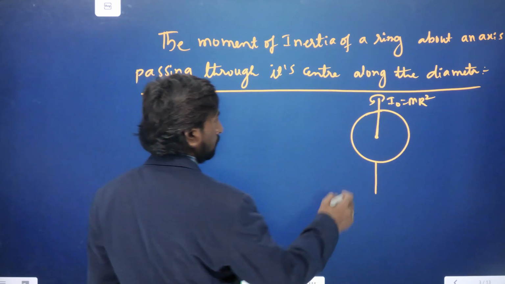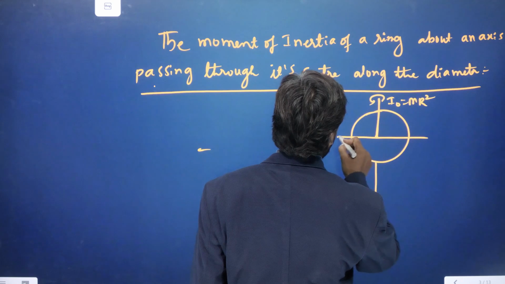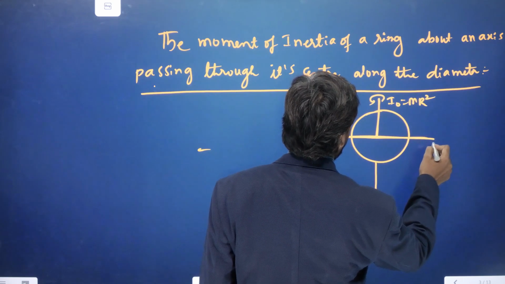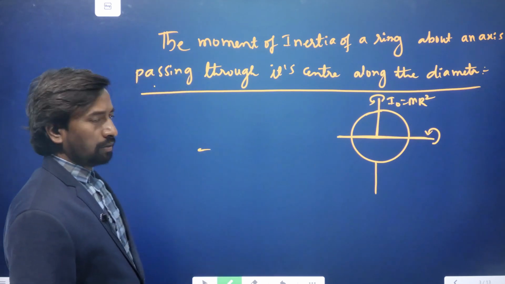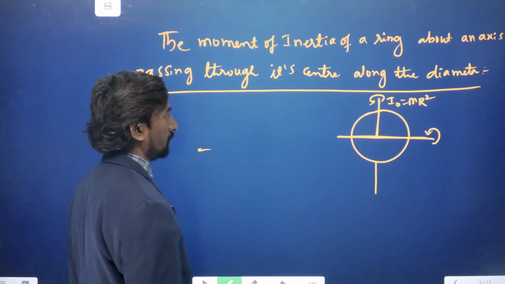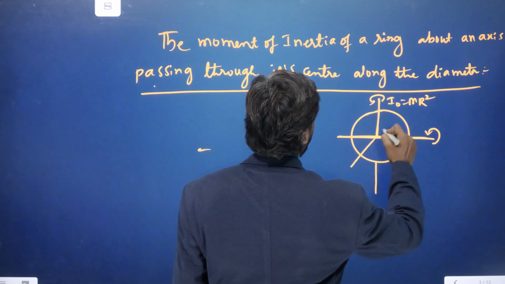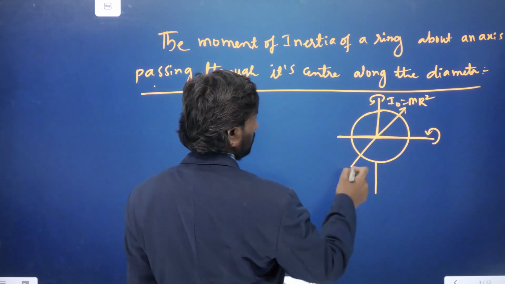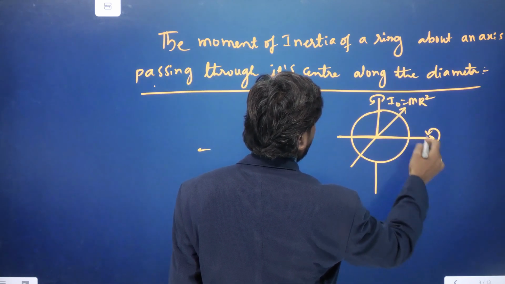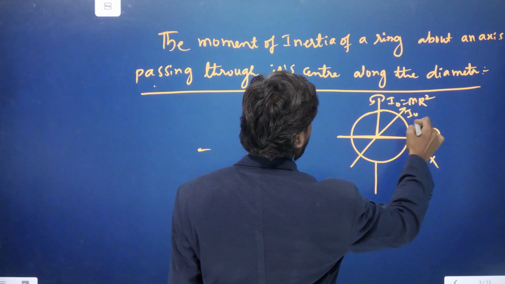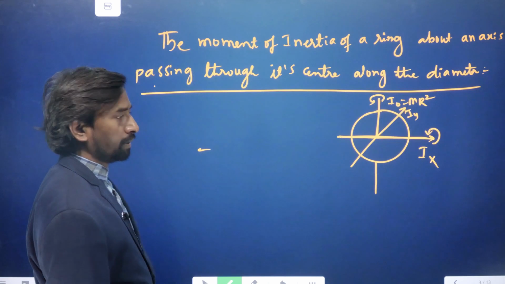Now they are asking for the moment of inertia passing through its center along the diameter. The moment of inertia about this axis we should find out. Here this is the z axis, and the moment of inertia about this axis we can write as Ix, and about this one as Iy. These two are the same, since the moment of inertia about the diameter is the same.